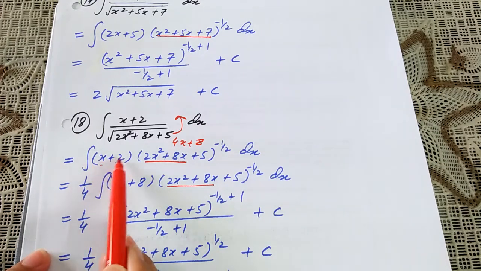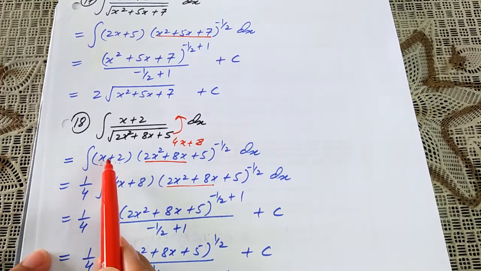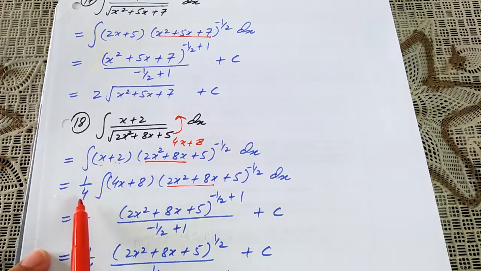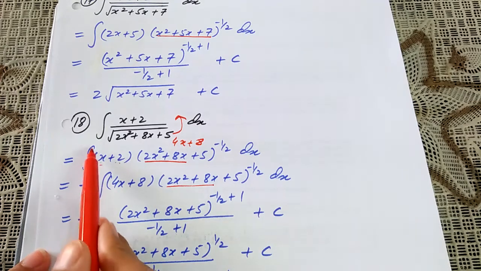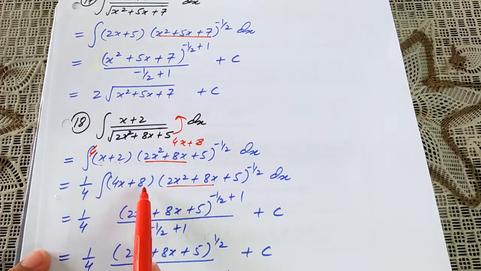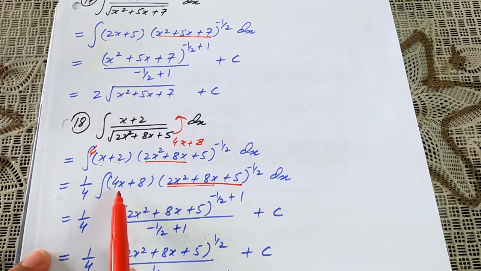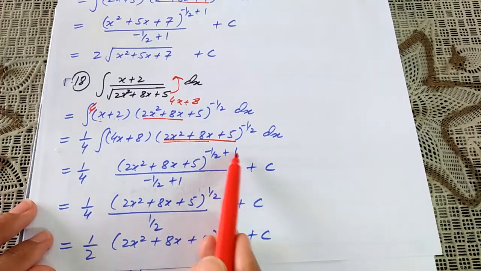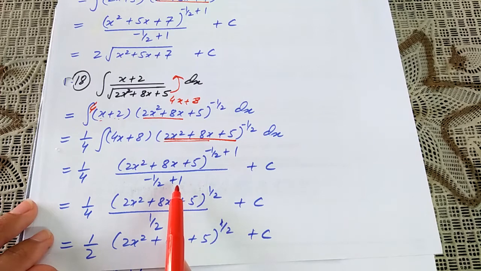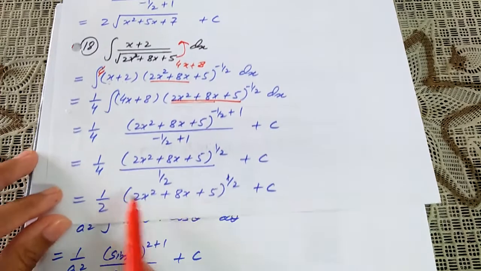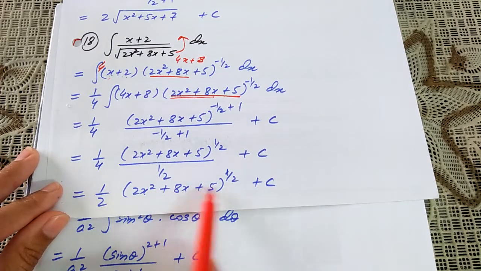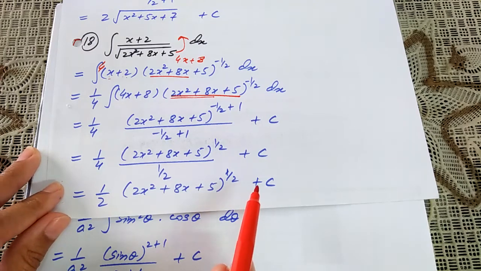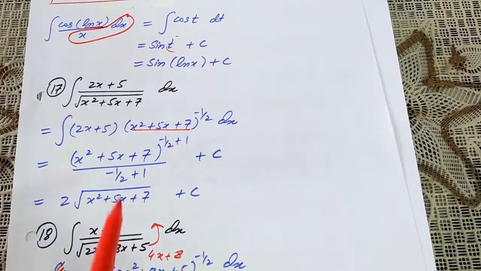It will be 4x plus 8. If I am multiplying 4 with it, I will also divide it with 4 as well. So 1 by 4, and after multiplying 4 here, I will get 4x plus 8. Now this function has the derivative present within itself. So just add 1 in the power and divide with it as well. And just simplify the function, we'll get back this answer plus constant of integration. These are the easier questions.